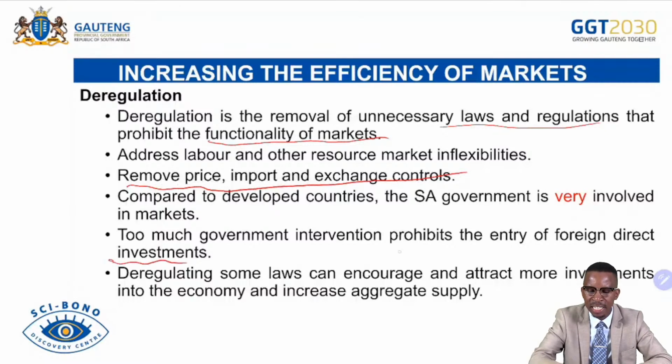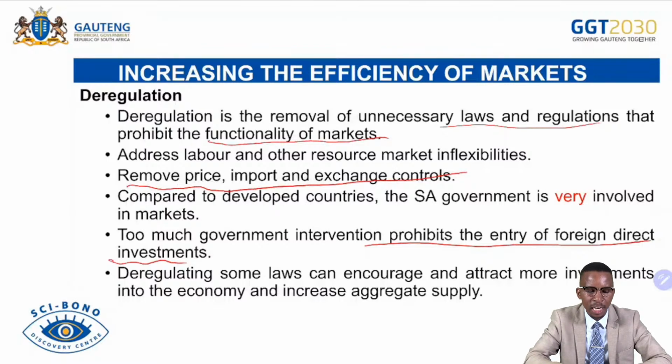If ever the government intervenes too much in the economy, that will lead to a lower level of investment. So it will lead to a high level of disinvestment, especially as the FDIs will withdraw. They won't be flowing in large numbers because there is too much government interference in the economy. So deregulating some laws can encourage and attract more investments into the economy and increase aggregate supply.